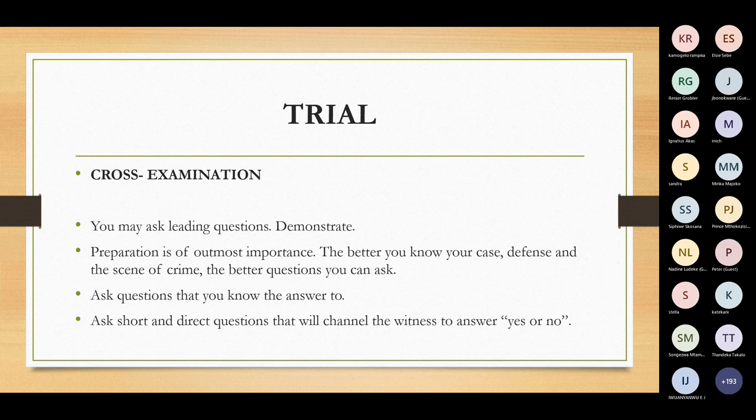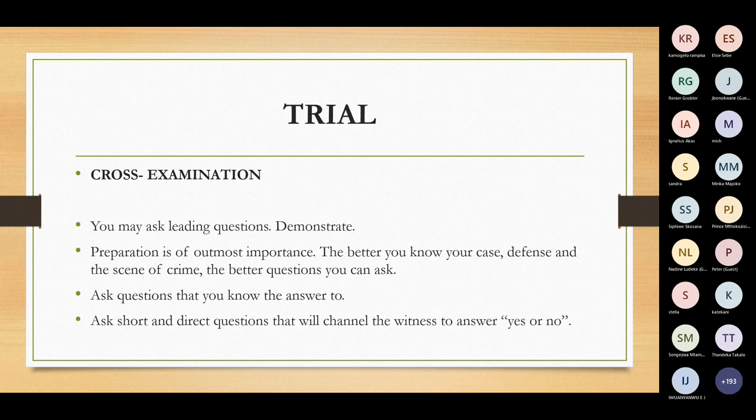If the scene is a big issue in the case, go and do your own inspection in loco, that is, visiting the scene of the crime, before you actually take the court and the prosecutor and everyone to that scene. Make sure you have seen it yourself, if you can, because whatever story you may be hearing from your client, it may lack some details or it may be an exaggeration.